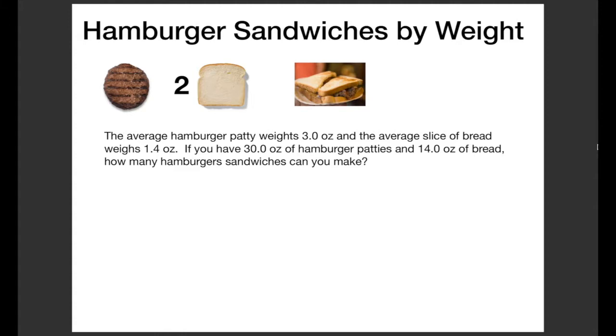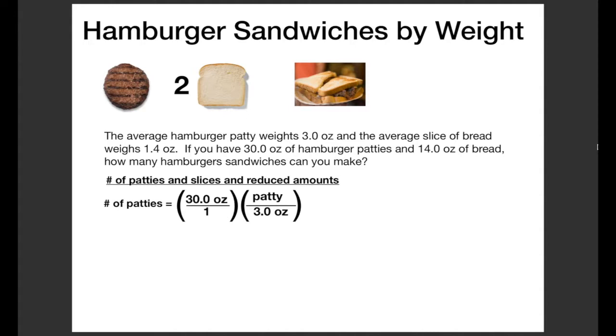We can extend this out and look at the weights of our ingredients to determine what our limiting reagent is. So, if the average hamburger patty weighs 3 ounces and the average slice of bread weighs 1.4 ounces, how many hamburger sandwiches can we make if we have 30 ounces of hamburger patties and 14 ounces of bread?